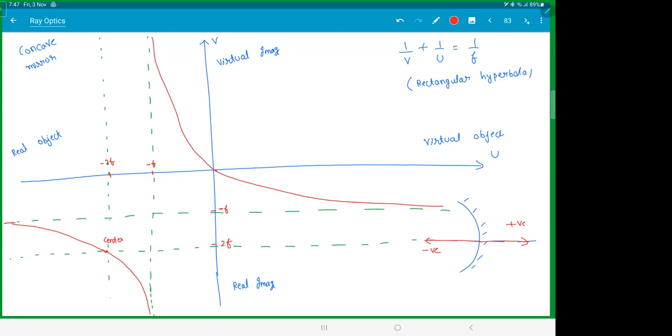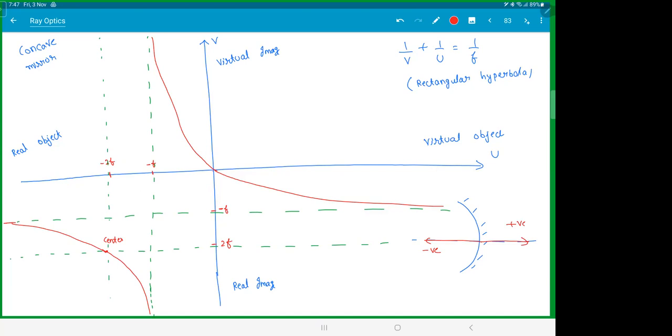Check out the graph once. Please have a look at this. It's a good one. Think of it like the object is traveling from minus infinity to plus infinity. When the object is at minus infinity, the image is at focus, that is minus F. When the object comes to center, the image is at center, that is minus 2F. When the object reaches the focus, the image goes to minus infinity.